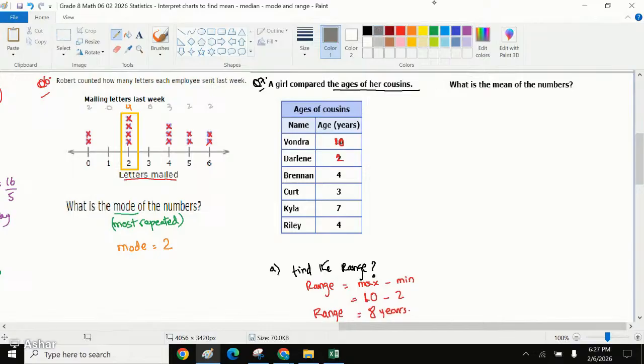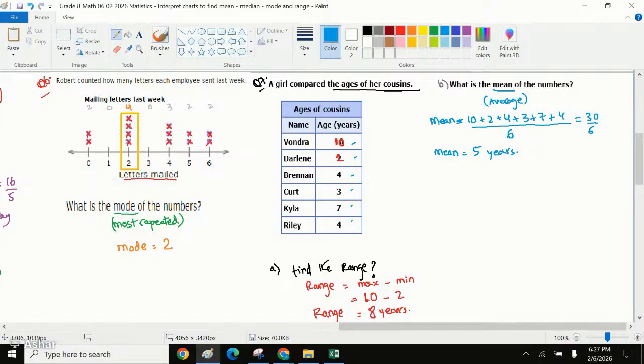Let's look at another part, part B. We need to find the mean. Mean means average. In order to find the mean, we need to add all the scores. 10 plus 2, 12 plus 4, 16, 16 plus 3 plus 7, 26 plus 4. That would be 30. How many cousins were there? 1, 2, 3, 4, 5, 6. That means 30 divided by 6. Therefore, the mean or the average age comes out to be 5 years.